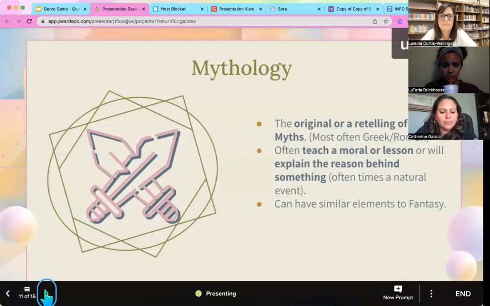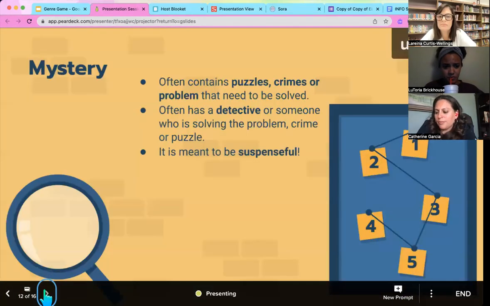You have mythology. Some people categorize this as traditional literature, or it could be on its own. A lot of people associate mythology with Greek and Roman. Those are some of the more common, but there are others like Irish mythology. And then there's mystery. I think of Nancy Drew and Hank the Cowdog. There's some kind of a puzzle or a crime that you have to solve, and it could be suspenseful. It might even be like a murder mystery.